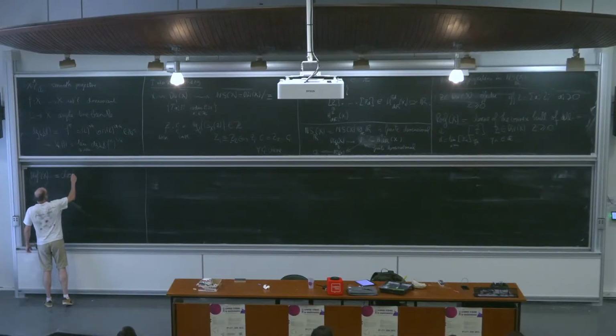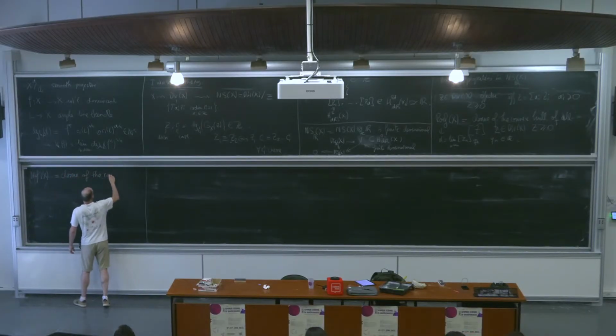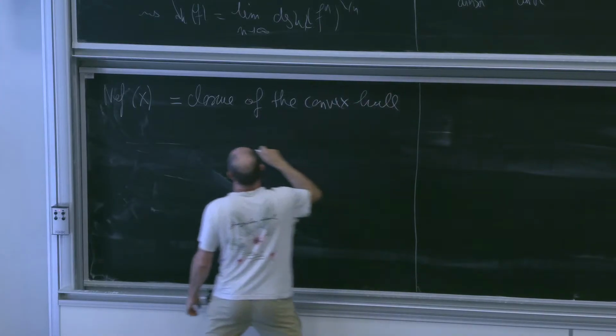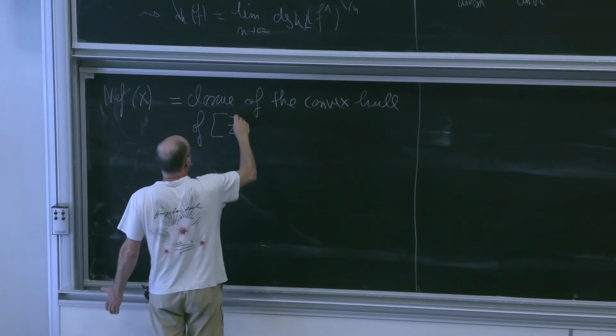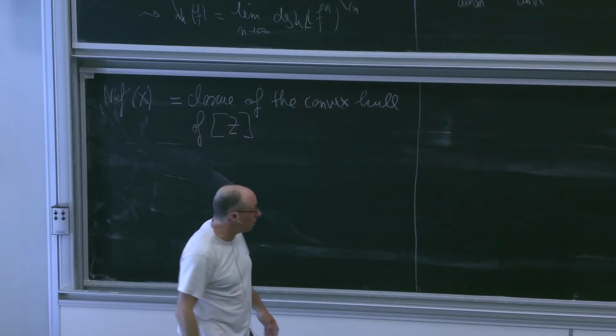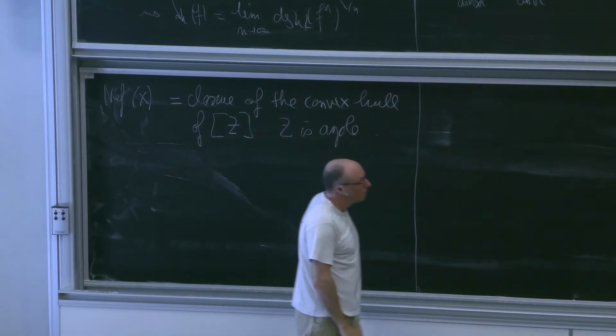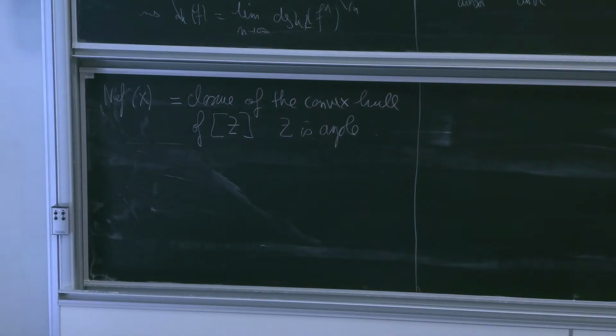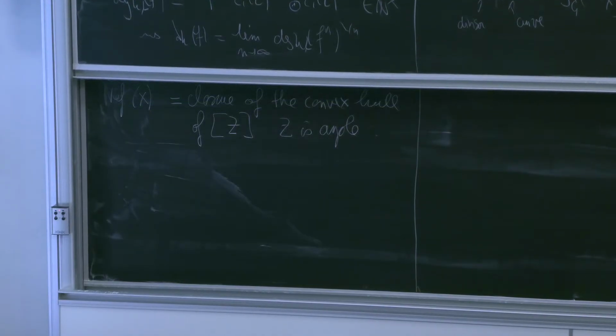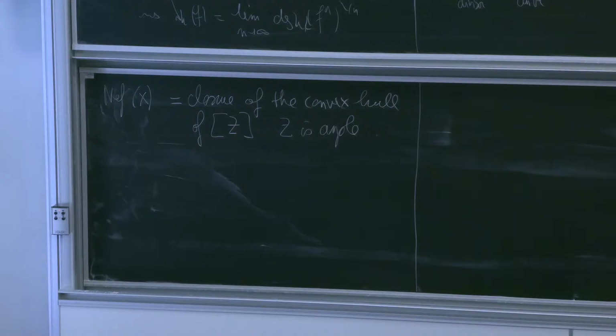So this time it's a subcone of the convex cone of pseudo-effective classes. And this time this is the closure of the convex hull of classes of Z such that Z is ample. Okay, so again, this is the same thing. It means that any nef class alpha can be written as the limit of q_n, rational positive, times some ample line bundles.